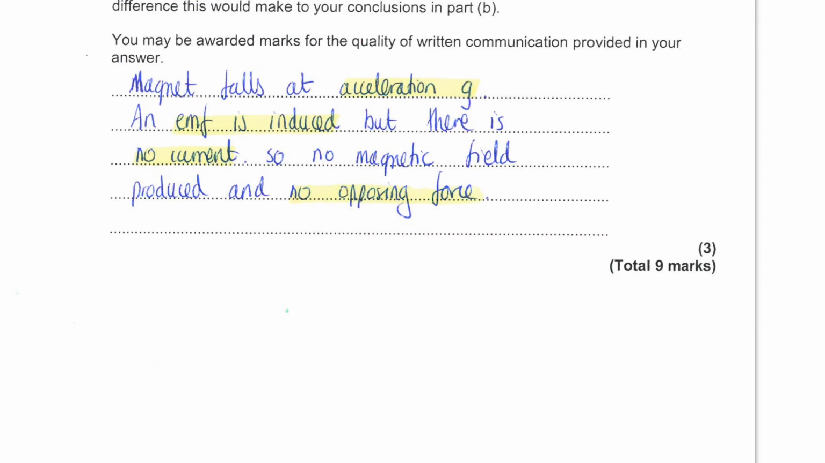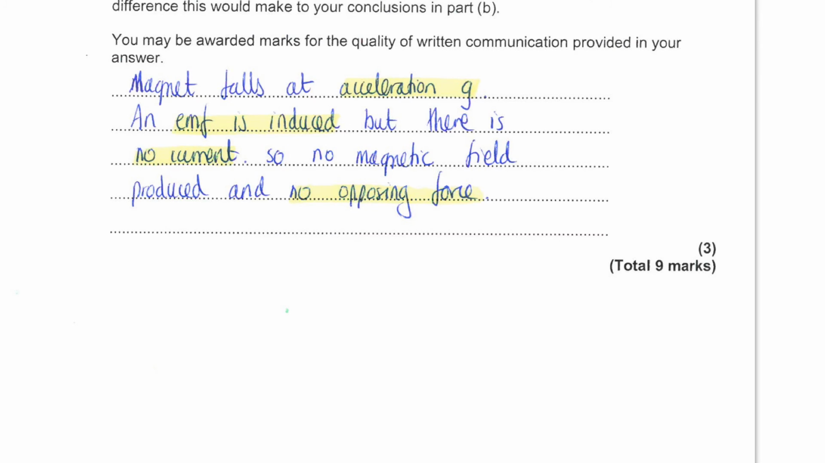Finally, you're asked to consider what would happen if the student had forgotten to connect the ammeter to the coil, leaving an incomplete circuit. Now, the consequence of an incomplete circuit is that current cannot flow. You are asked to describe and explain the difference to your previous conclusions.